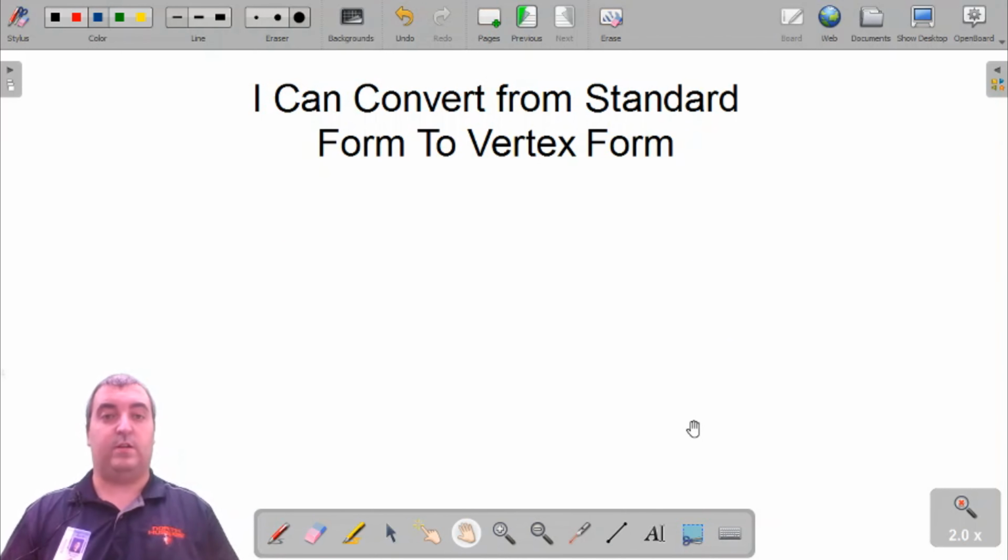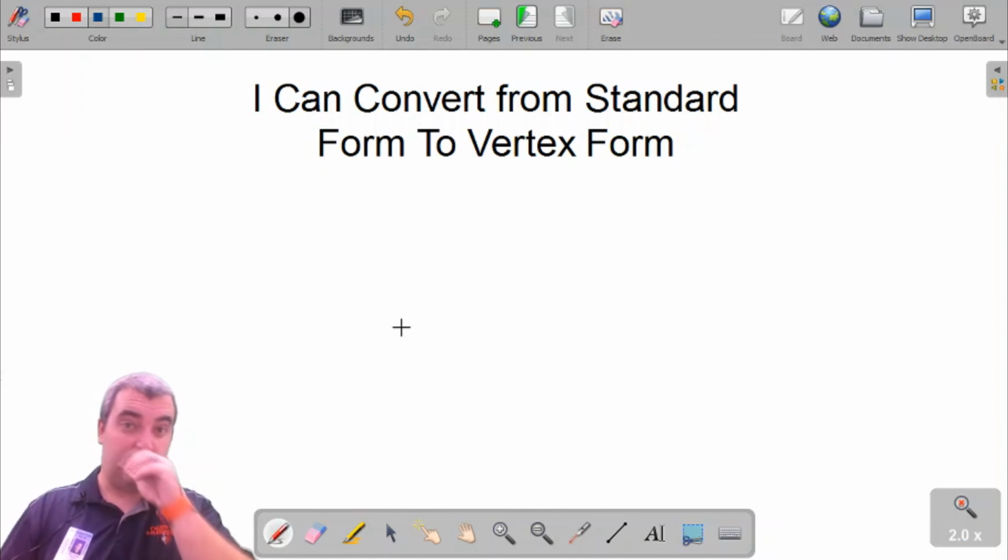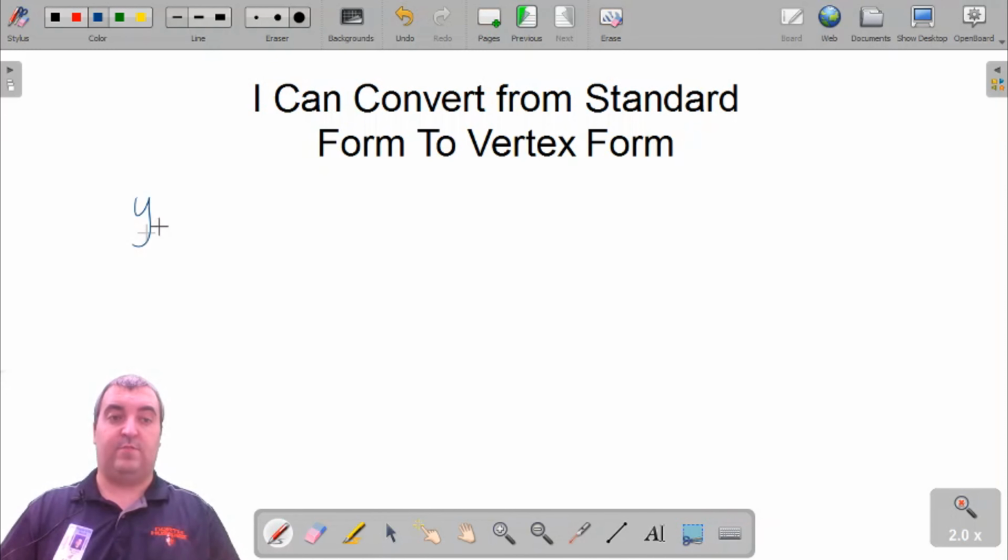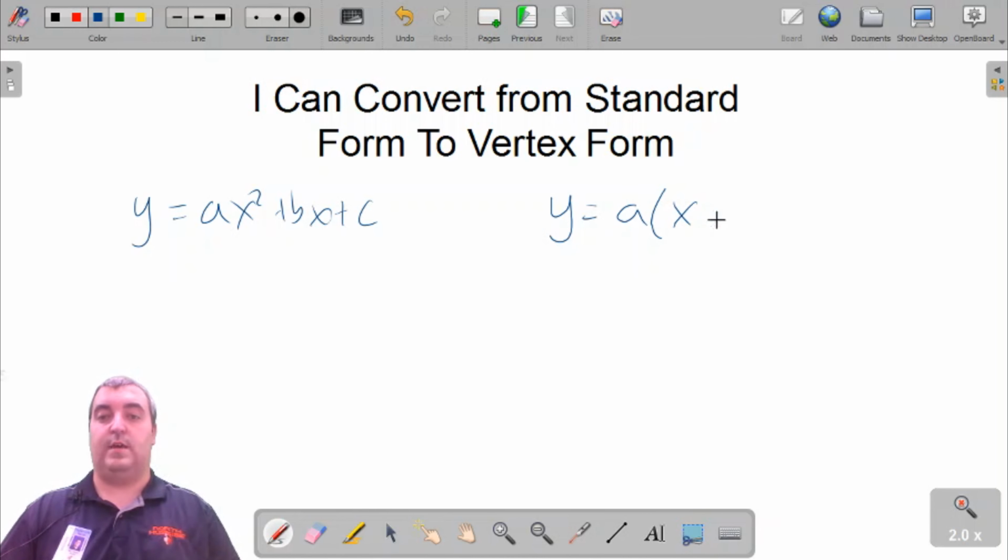So today we're going to talk about converting from standard form to vertex form for quadratics. So with this, that's standard form being y equals ax squared plus bx plus c. Vertex form being y equals a times (x minus h) squared plus k. H and k here are your vertex.